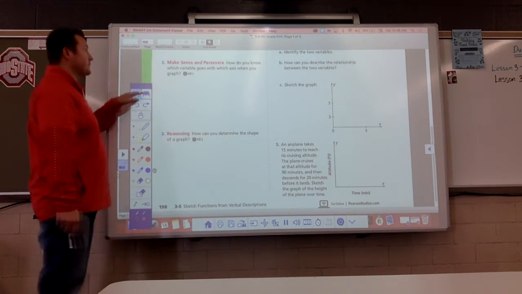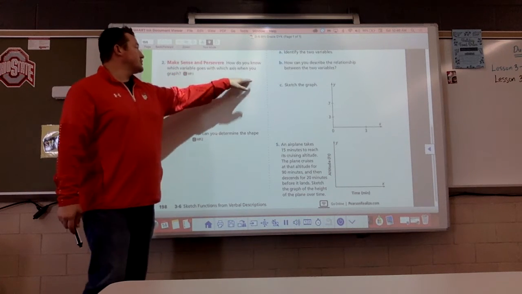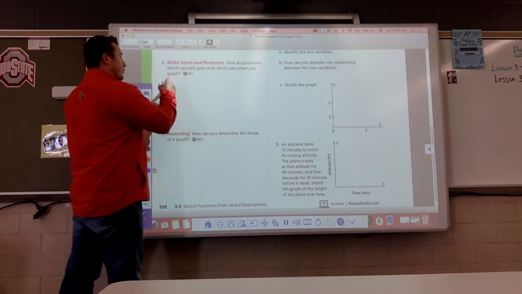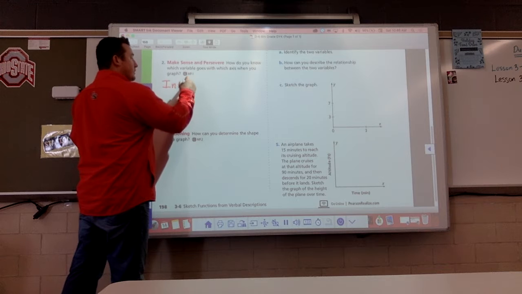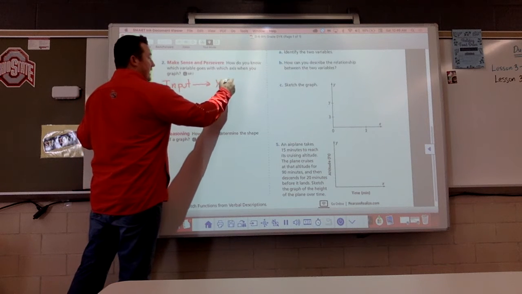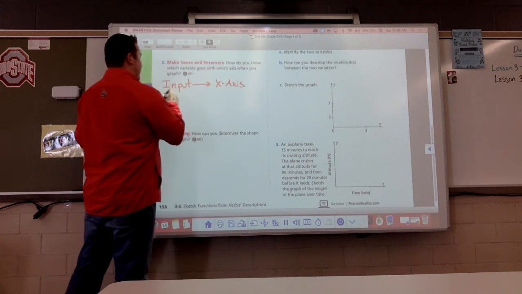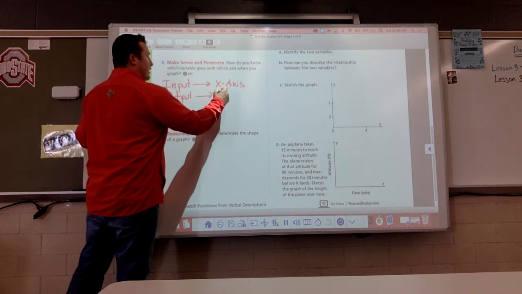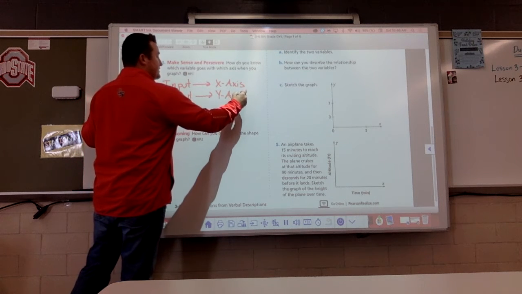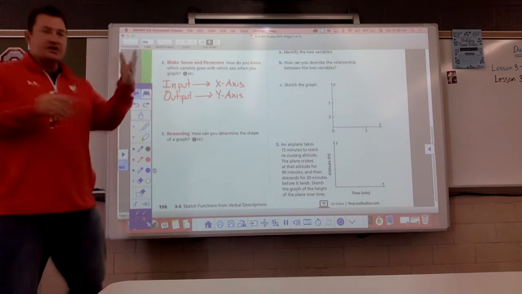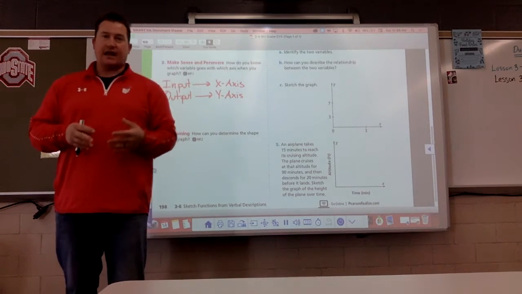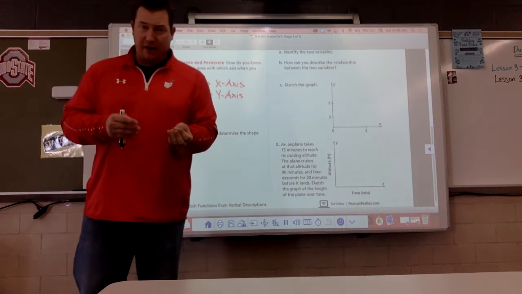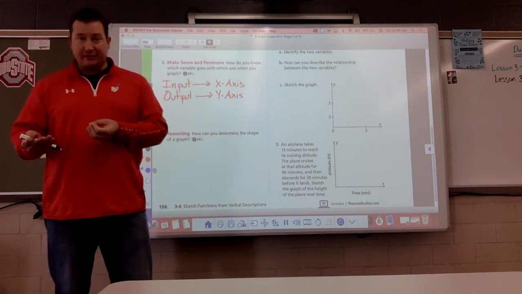All right. How do you know which variable goes with which axis when you graph it? Well, we put the input variable where? Input goes on the x-axis. All right. That means the output will be on the y-axis. Okay. Eventually there's this little silly saying that I say: y depends on x, because y is the dependent variable and x is the independent variable.